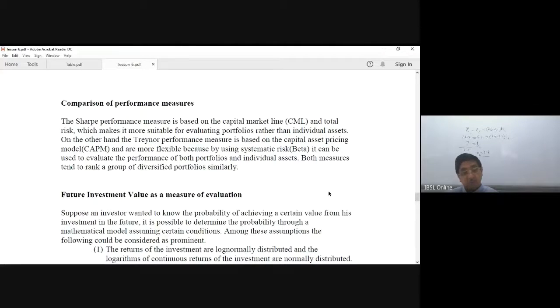Of course, this future investment value is also a good performance measure, but it is a little more complicated than the earlier measures we talked about, because it assumes a normal distribution. That is the issue. In order to assume a normal distribution, you need to have behavior studied for a very long time. Then only can the normal distribution assumption be met.